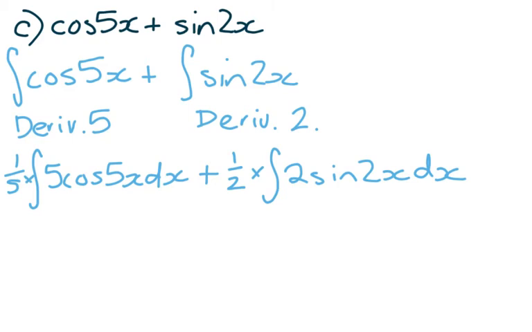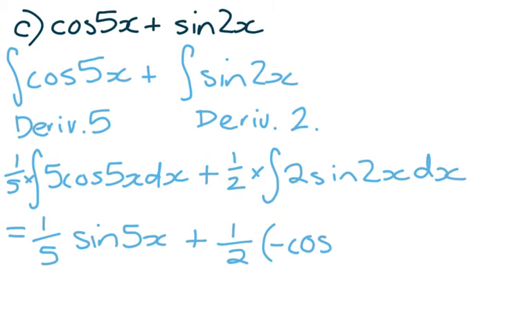So now we end up with 1/5, and if we integrate a cosine function, remember we get a sine function, so it would be 1/5 sine 5x plus 1/2, and the integral of sine x is negative cosine x. So I'm actually just going to pop that in a bracket just so you can see, and then we would also have plus c on the end.